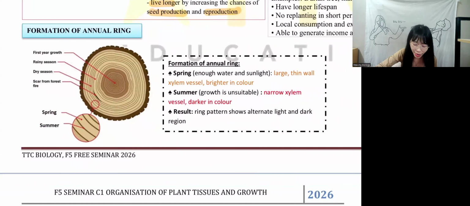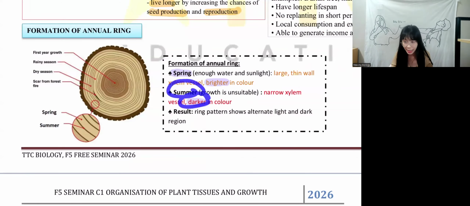Annual rings are produced by 2 seasons called spring and summer. During springtime, they get enough water and sunlight. They have large and thin xylem vessels, brighter in color. In summer, they have narrow xylem vessels and darker in color. How to remember? Remember, summer, very hot. That's why they are darker in color. Like humans, when it's very hot, you also get tan. You get tan lines. So that's why they are thinner. So they are lines, the tan lines. So alternating colors, light and dark, form into a ring pattern.